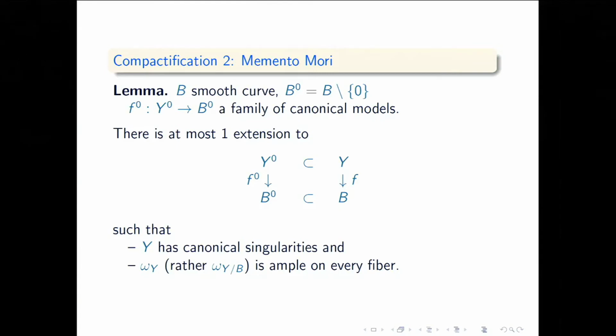And then I would like this Y to be not very singular, so I would like it to have canonical singularities, okay? So I would like to emphasize that here, in the open part, the fibers themselves have canonical singularities, but that implies that the total space also does, that's not too hard to prove. But here, I would like only the total space to have canonical singularities. I don't know yet what kind of singularities I have in the fibers, okay?